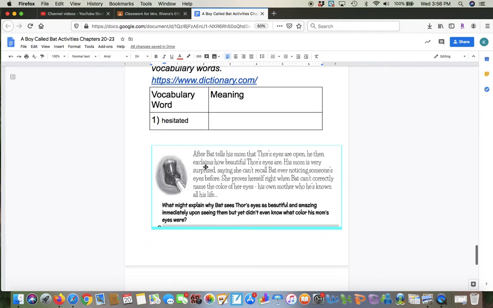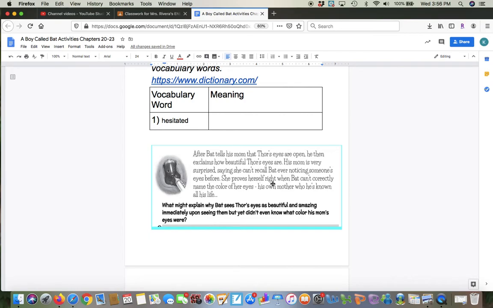Okay. And it says, after Bat tells his mom that Thor's eyes are open, he then exclaims how beautiful Thor's eyes are. His mom is very surprised, saying she can't recall Bat ever noticing someone's eyes before. Because remember, we said that we noticed in the story that Bat does not make eye contact with other people. And we did talk about that in Miss Darrell's Google Meet, that when you have autism, you don't always look people straight in the eye. It feels too awkward for a lot of people. So that's probably what she means by that.